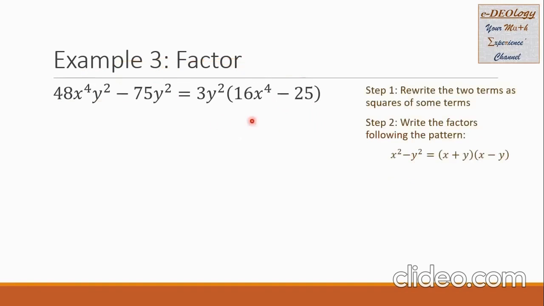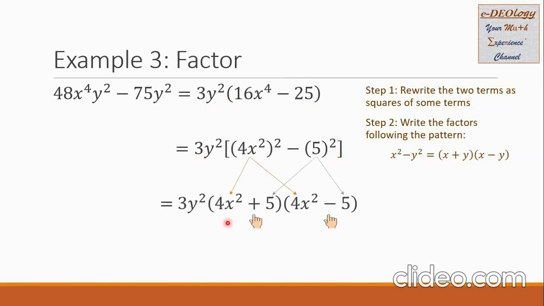So for our problem here now, we have monomial times binomial. And then we will check if this binomial here has terms which are perfect squares. The 16x raised to 4, we can write this as the square of 4x squared, and then minus. We know that 25 is a perfect square number, so that is 5 squared. And then we will just copy that 3y squared down here. And then we will have step 2.